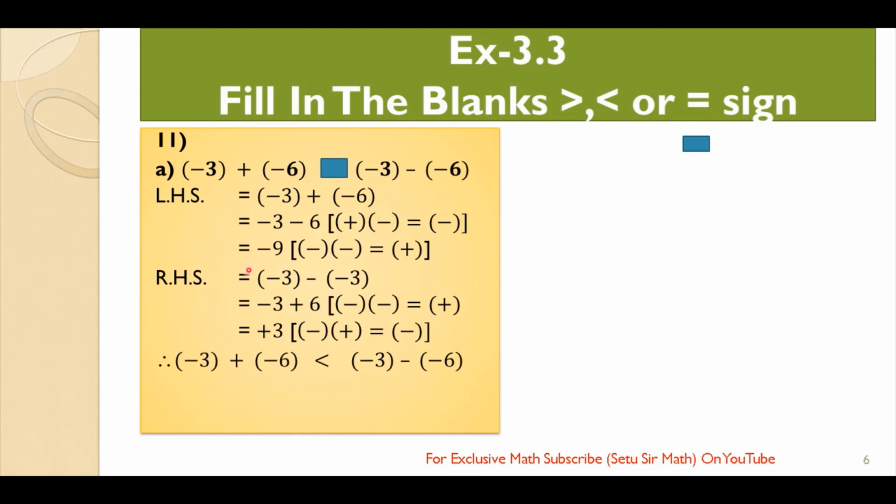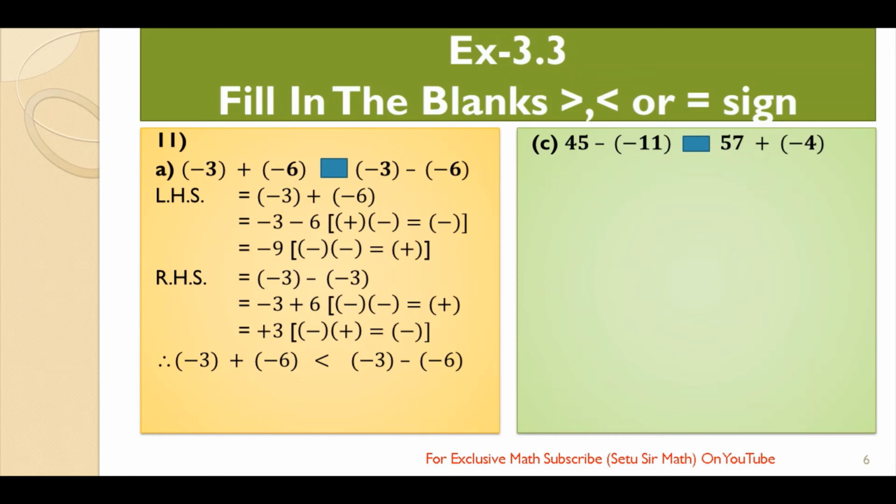So as we see, minus 9 and plus 3, plus 3 is bigger, so that is the sign we will use. Minus 3 plus minus 6 is less than minus 3 minus minus 6. That is our desired solution.